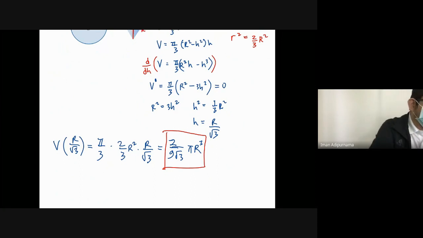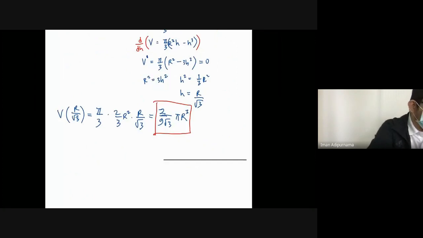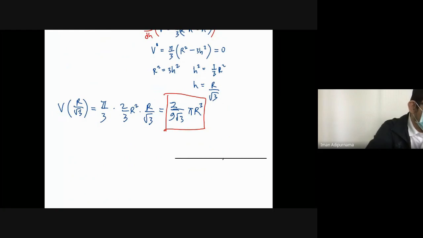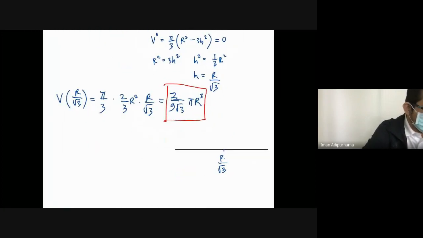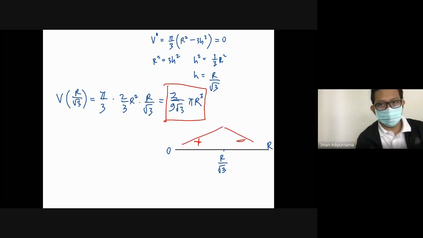And maybe for example, if you need to check whether it's a maximum or not, we can check through the interval zero to R. I believe this will be positive, and this will be negative. And you know that, okay, it's a maximum value.